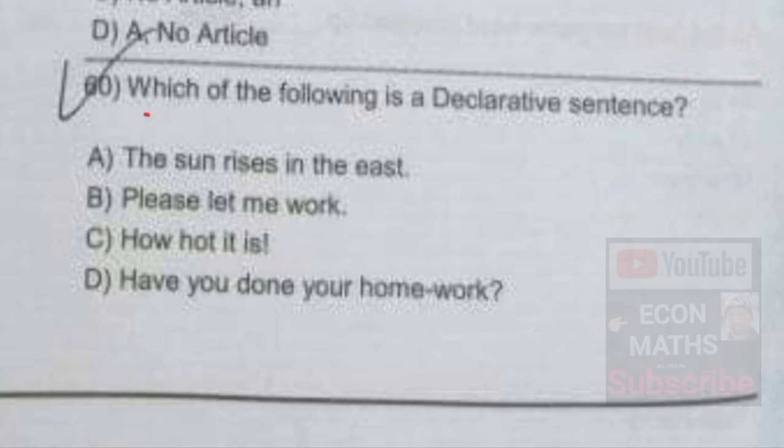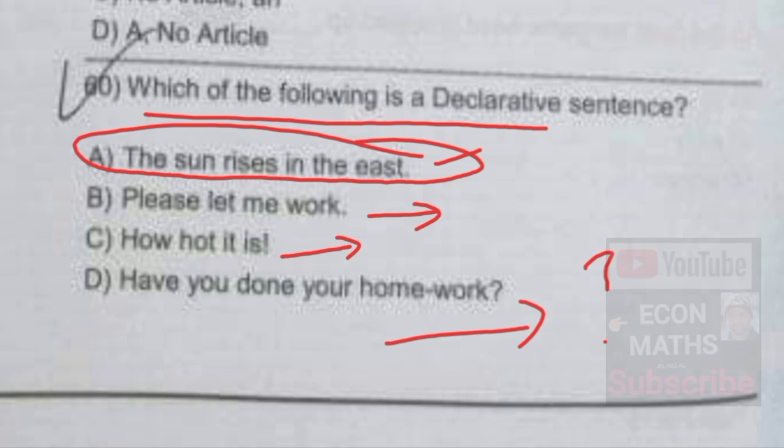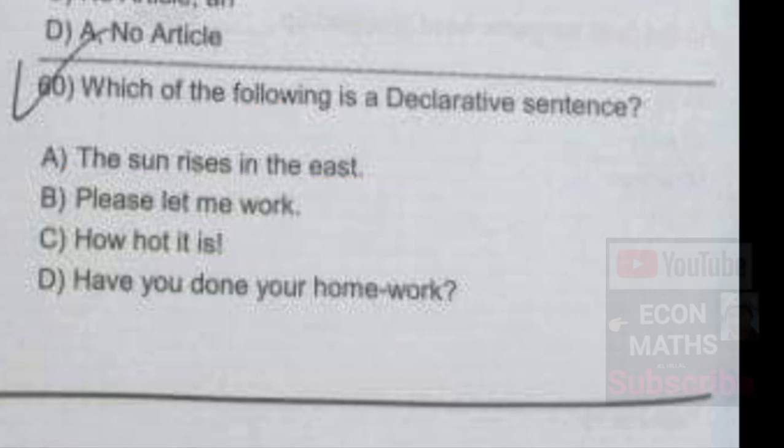Next question is, which of the following is a declarative sentence? Option A is the sun rises in the east. Yes, this is the declarative sentence. Please let me work. How hot it is? Have you done your homework? It is interrogative, and I guess the first option is correct. That is, the sun rises in the east is the declarative sentence.